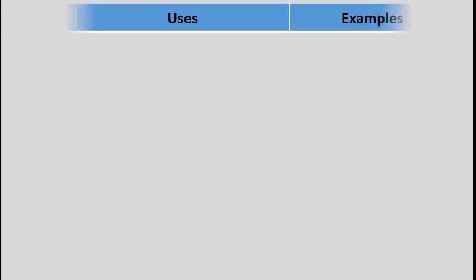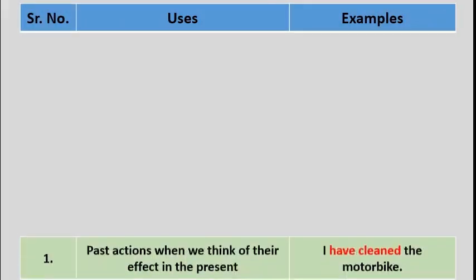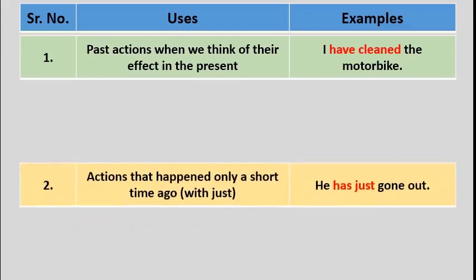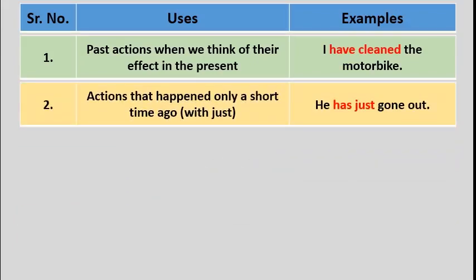Let's see the uses of present perfect tense with examples. Number 1. It is used to express past actions when we think of their effect in the present. For example, I have cleaned the motorbike. Number 2. Actions that happened only a short time ago. It is used with just. Or we can say to indicate completed activities in the immediate past. For example, he has just gone out.